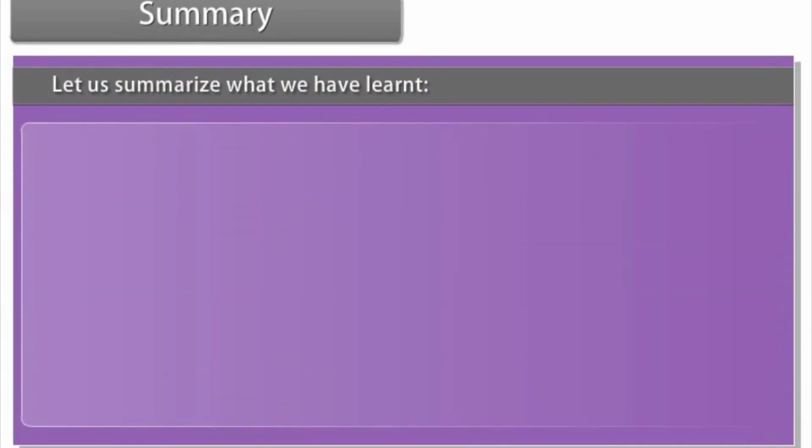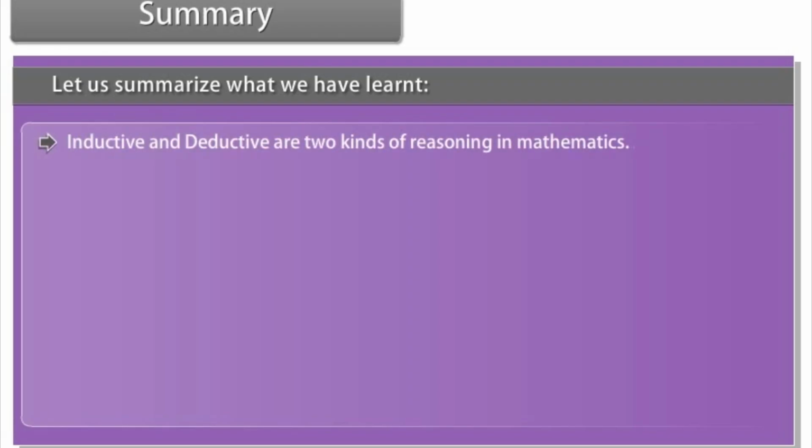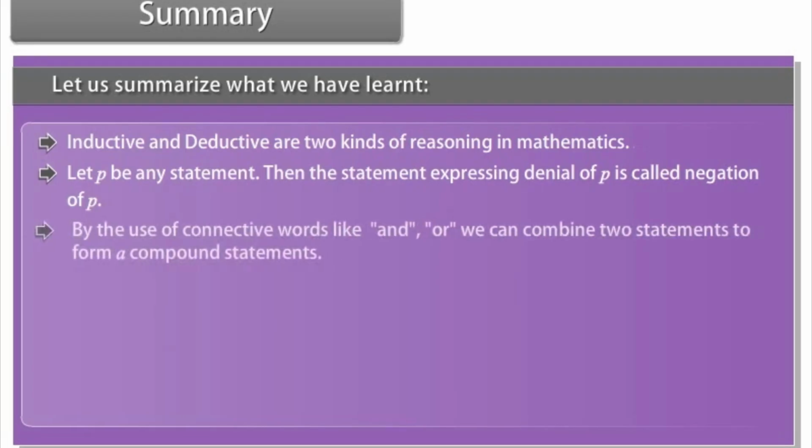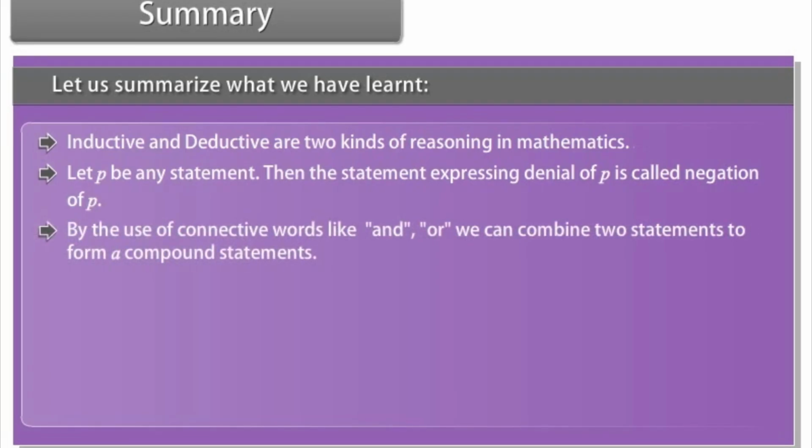Summary. Let us summarize what we have learned. Inductive and deductive are two kinds of reasoning in mathematics. Let P be any statement, then the statement expressing denial of P is called the negation of P. By the use of connective words like and, or, we can combine two statements to form a compound statement.